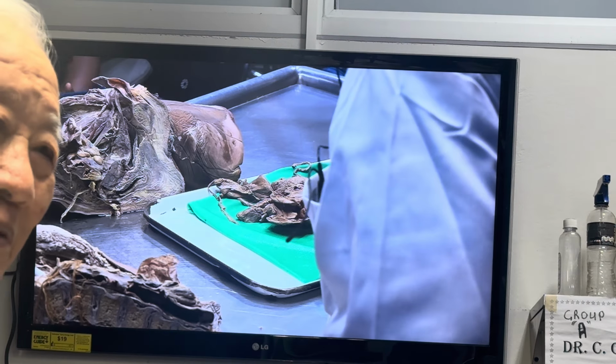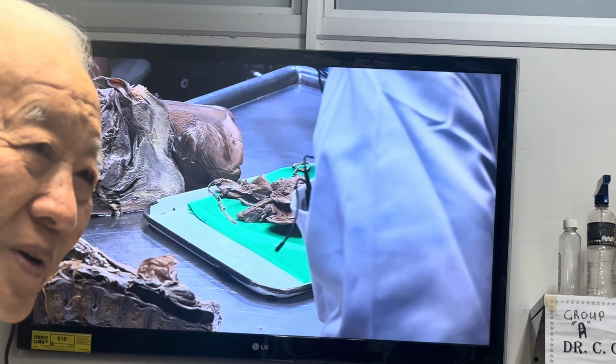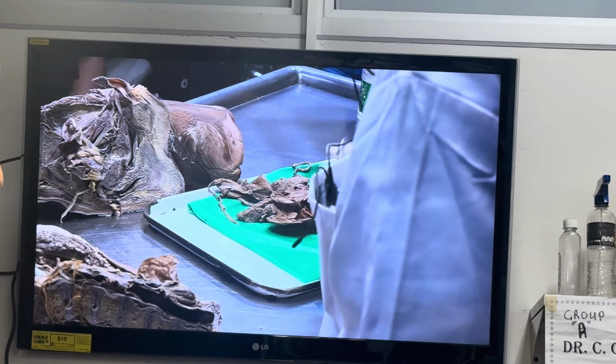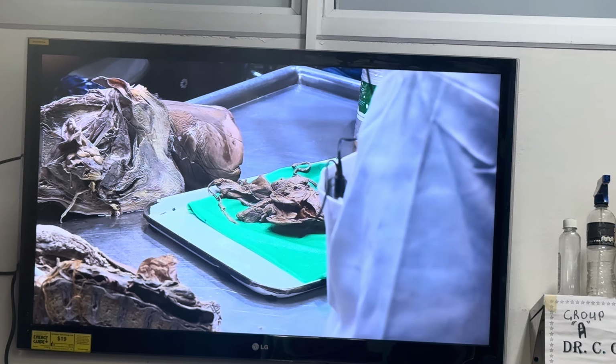The blood supply of the uterine tube, fallopian tube, uterine tube. Just like the ovary, it has dual supply, ovarian and uterine branches. And the veins will follow suit.